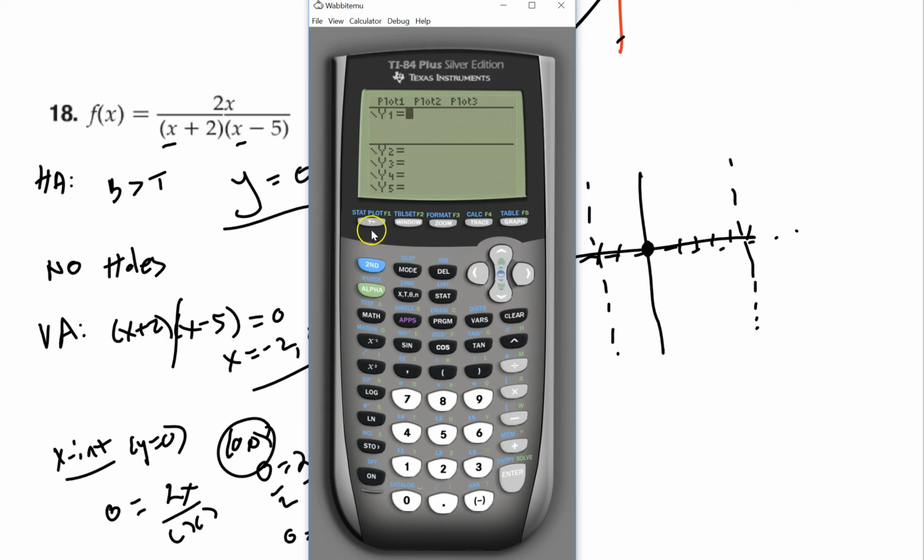So, let's go. Alpha y equals, right? Easiest way to do it. Also the prettiest, 2x. On the bottom, make sure you use your parentheses. X plus 2. Parentheses, x minus 5. And you get this. And again, notice how the middle one crosses the horizontal.